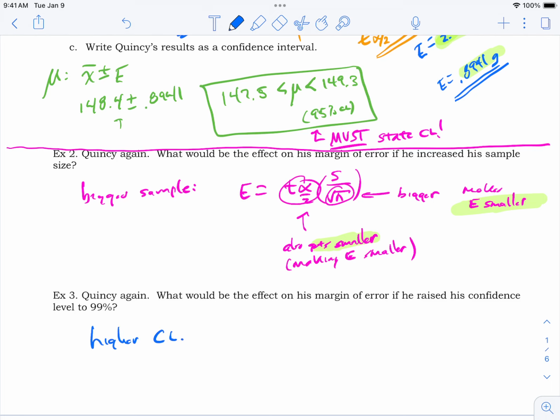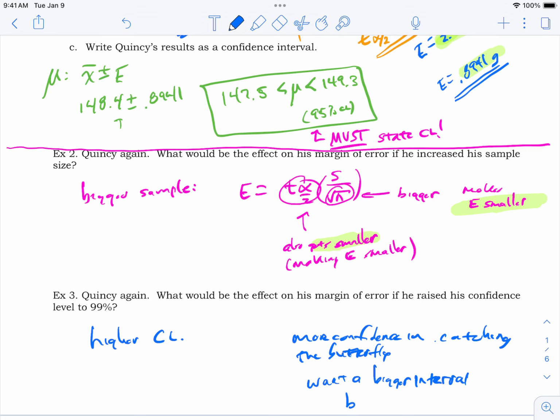Higher confidence level. What I said before is if you want more confidence in catching the butterfly, which is kind of like catching the true answer, you want to give an interval and say the real answer is somewhere in that interval. To have a better chance of catching it, make a bigger interval. You want a higher confidence, you want a bigger interval, which means a bigger margin of error. That's what you want. Now, can we show that that's really what's going to happen?